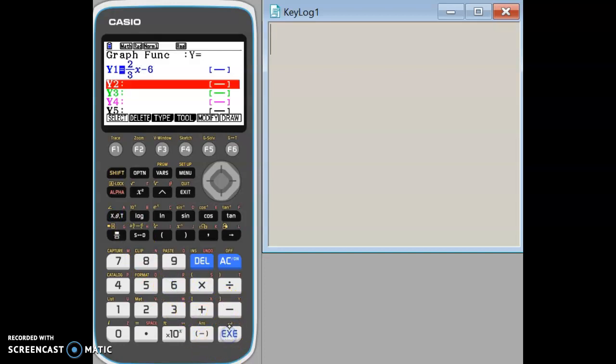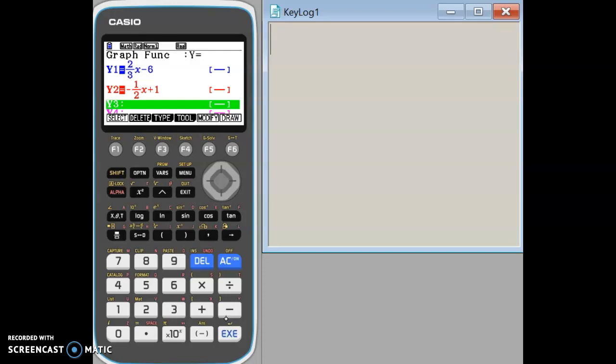and then execute. And then we're going to do negative 1/2, so another fraction, x, and then it's plus 1. So we want to see, and hit execute again, if these two equations will indeed cross each other at one point, no points, or infinitely many points.